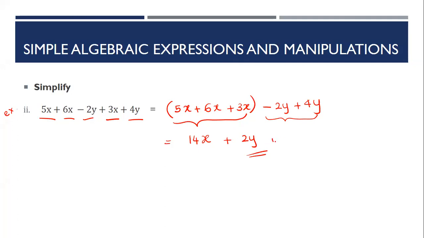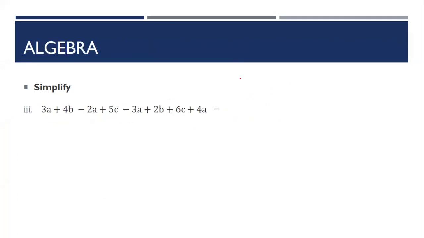So that is our answer. Okay, so let's move on. So here the example 3. So we are having 3a plus 4b minus 2a plus 5c minus 3a plus 2b plus 6c plus 4a. So simplify and get the answer for this.